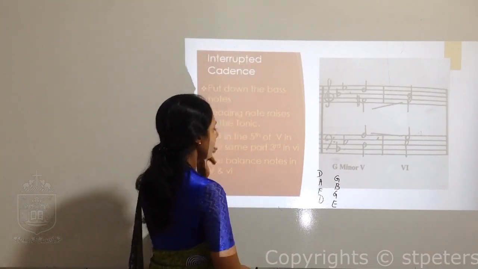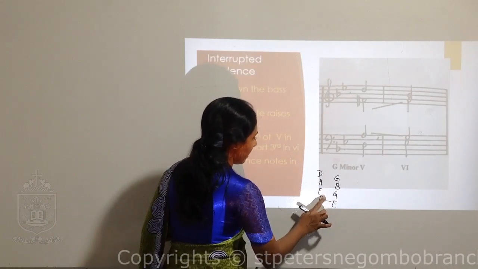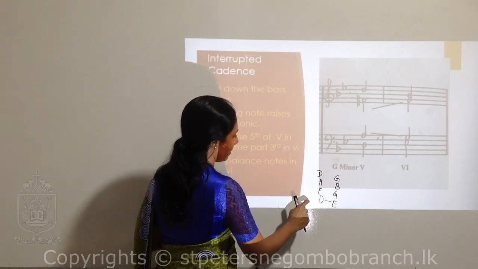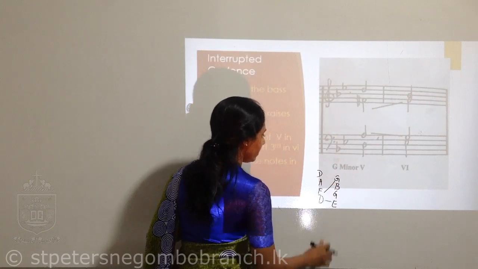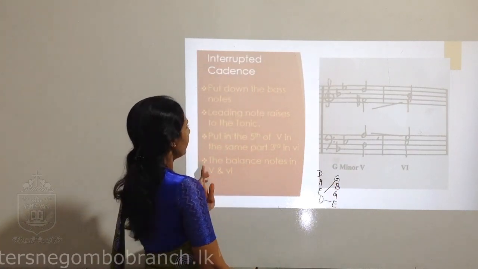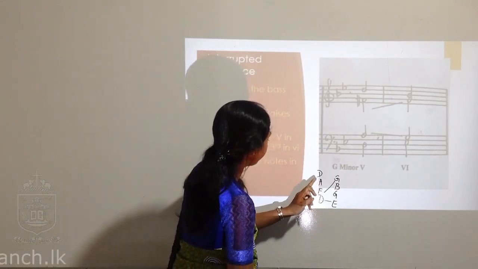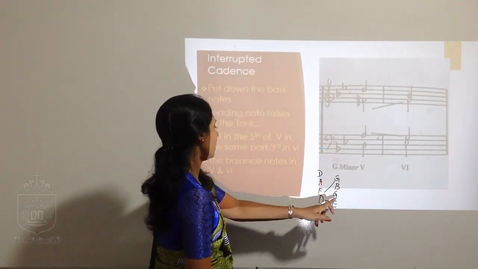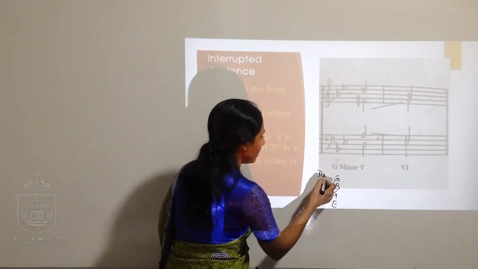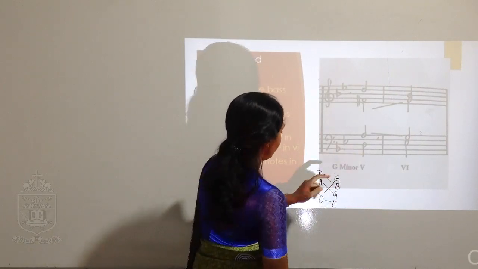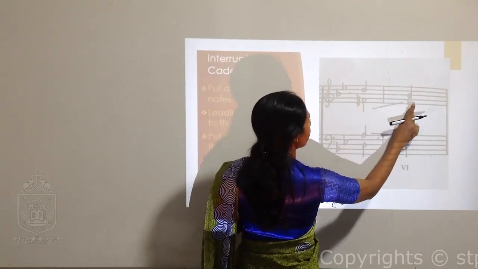Now we follow these points. Put down the bass notes: E, D. Leading note traces to the tonic. The leading note is in chord 5, F. F goes to G. Put the fifth of chord 5 in the same part. This is the fifth note. This comes to the third note in chord 6. Other balance notes: D, E, F, G, A.